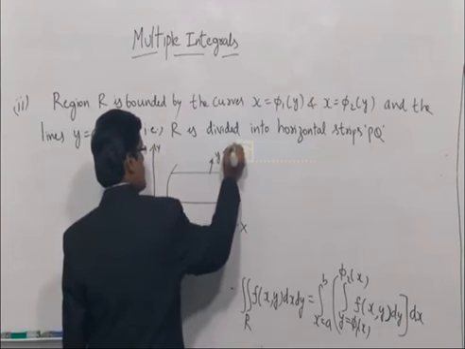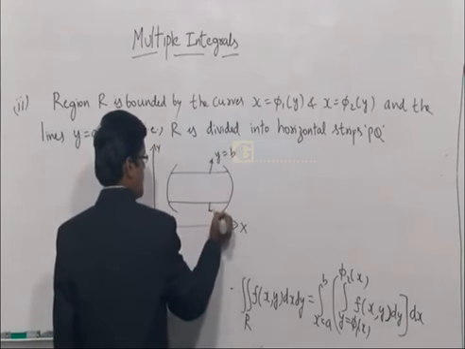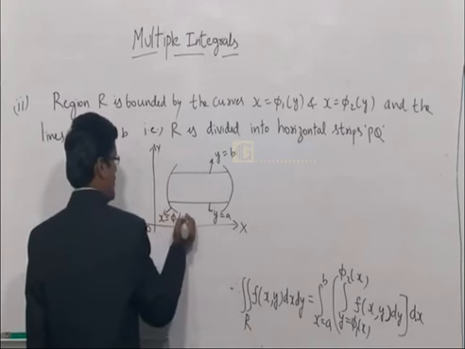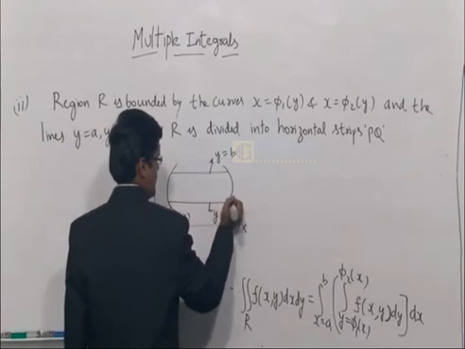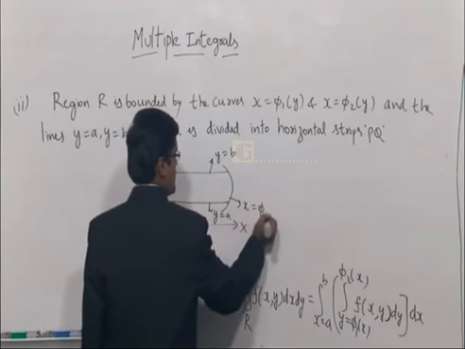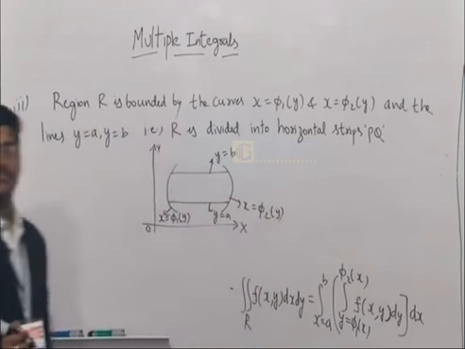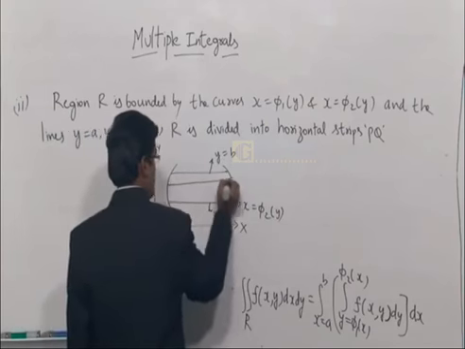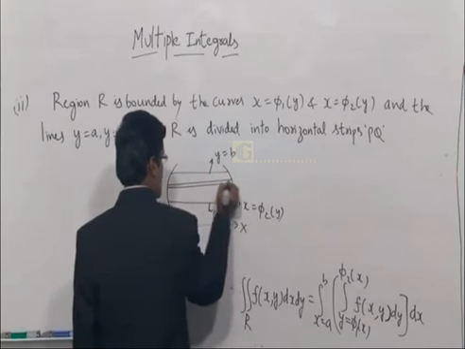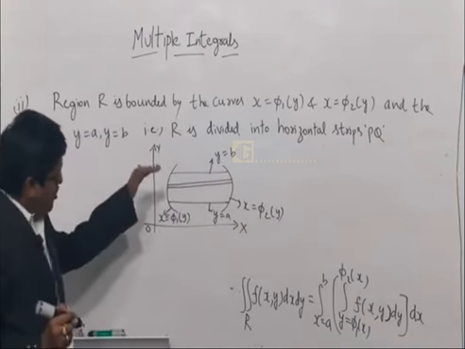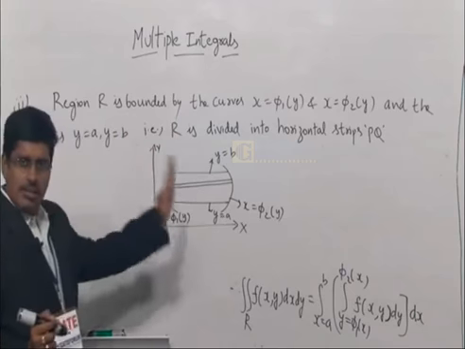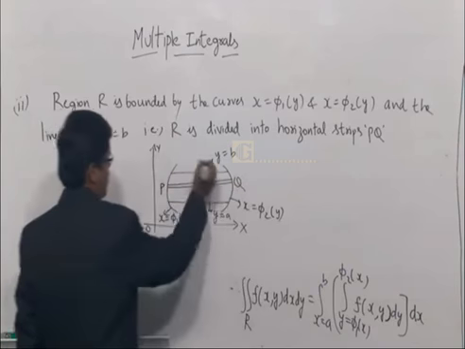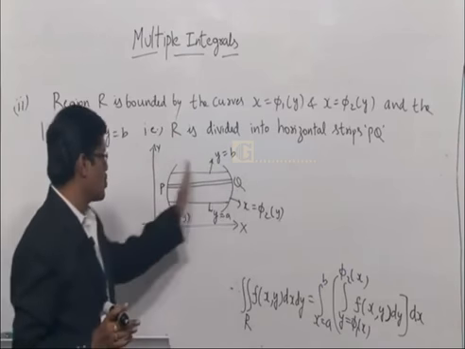So this is y is equal to b, and this is y is equal to a, and this curve is x is equal to phi 1 y, and this is x is equal to phi 2 y. Here you can take the strip anywhere, either in the middle of the region, or bottom of the region, top of the region, left of the region and right of the region. In horizontal, middle, top, bottom, the limit should not be changed.